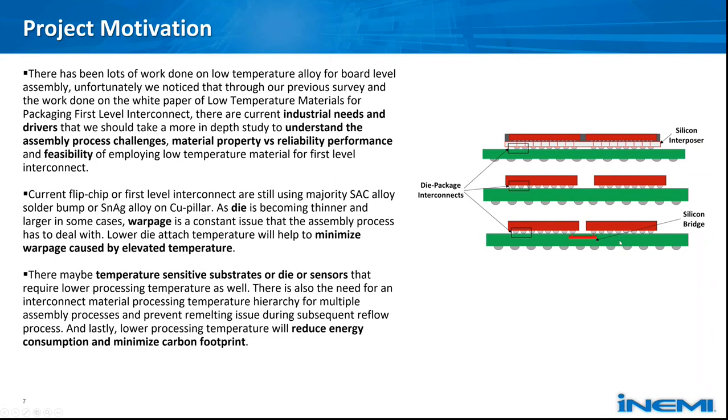The second key motivation for this project is the temperature sensitivity of different dies or components that are being bonded, such as sensors and HBMs, and also the temperature sensitivity of the substrates based on the buildup. So there is a need to do the die to package bonding at lower and lower temperature, by being able to melt this solder at lower and lower temperature. So these two are the primary motivations for us looking into low temperature solder as a first level interconnect.